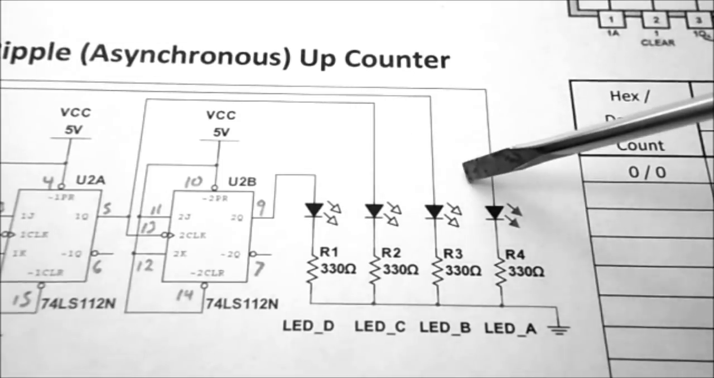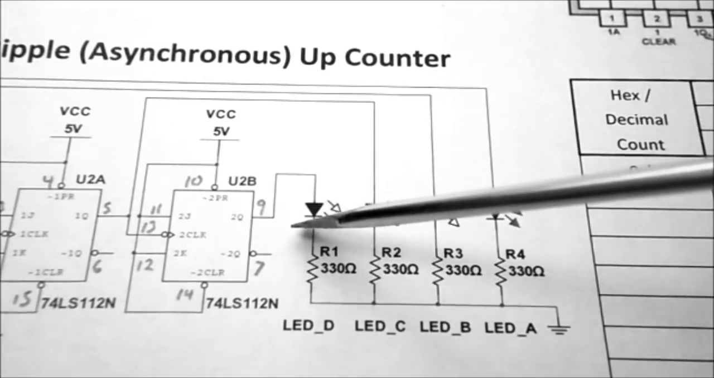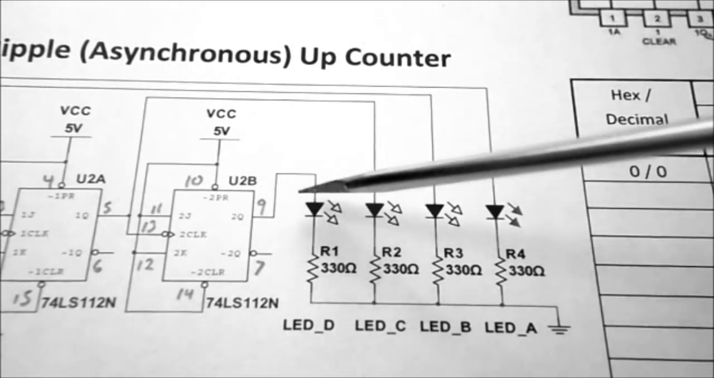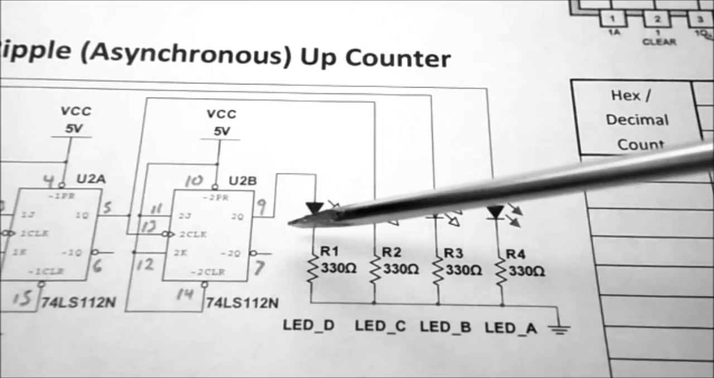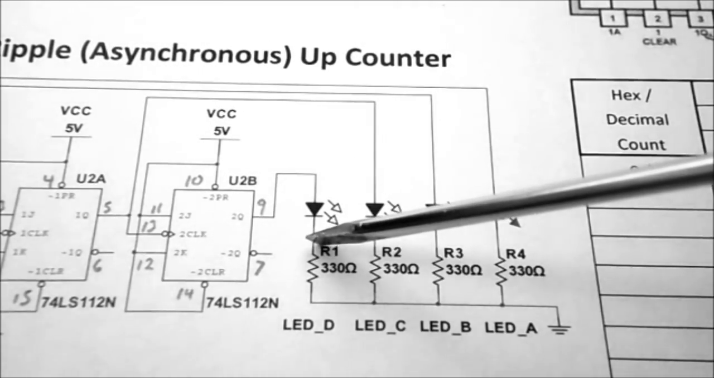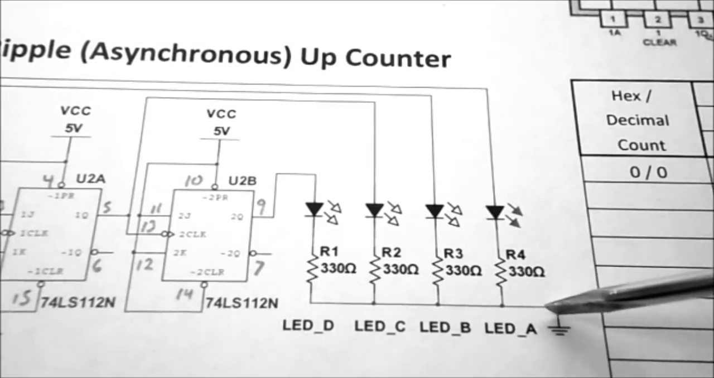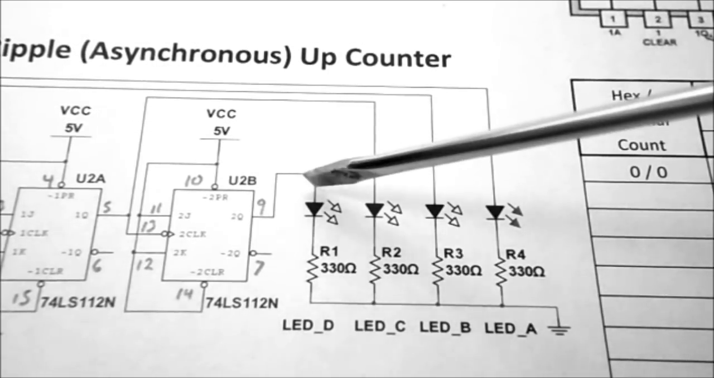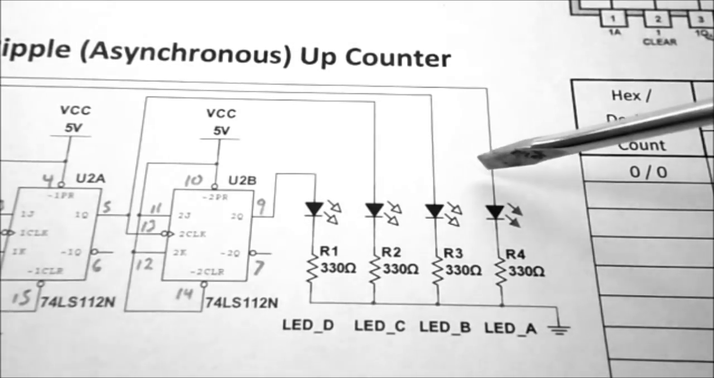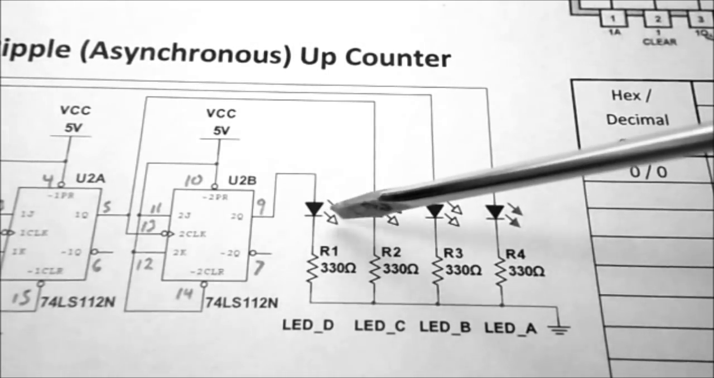Looking at our LEDs, you can see that the little bar is at this end. So this would be the long leg. This would be the short leg. And we go through a 330 ohm current limiting resistor to ground. So the ICs provide the logic 1 to turn on the LEDs.